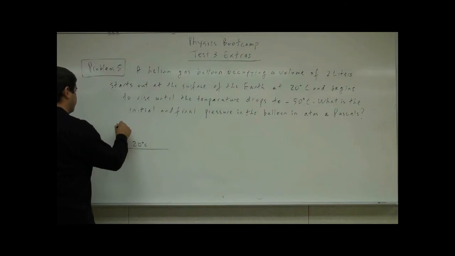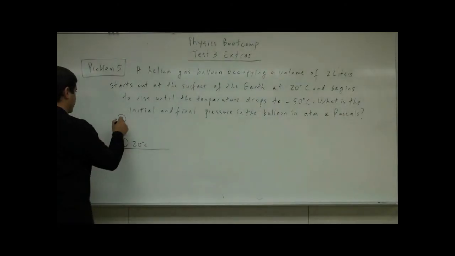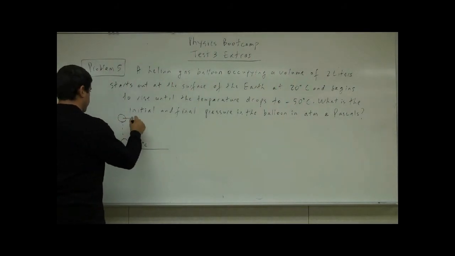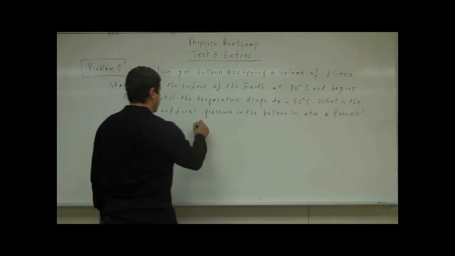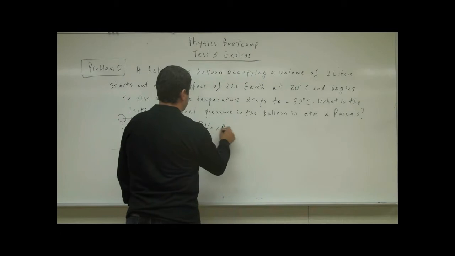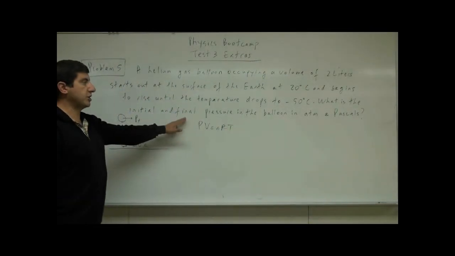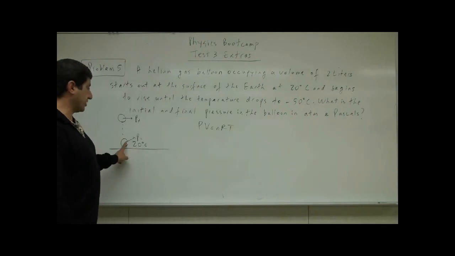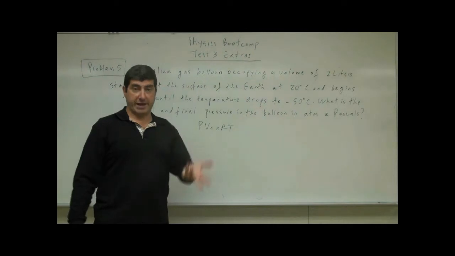So it goes up. What's going to be the final pressure of the balloon here? So this is P final, P initial. If this is constant volume, then we have PV equals nRT. What they want us to know is, what is the initial and final pressure in the balloon? What is the initial pressure? What is the final pressure in atmospheres and in pascals?